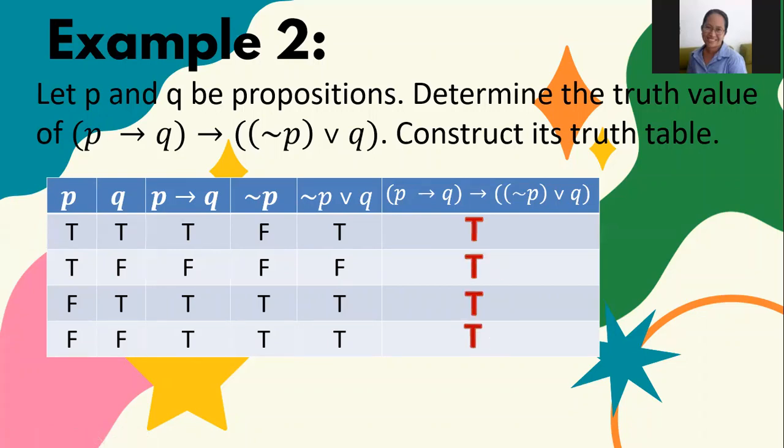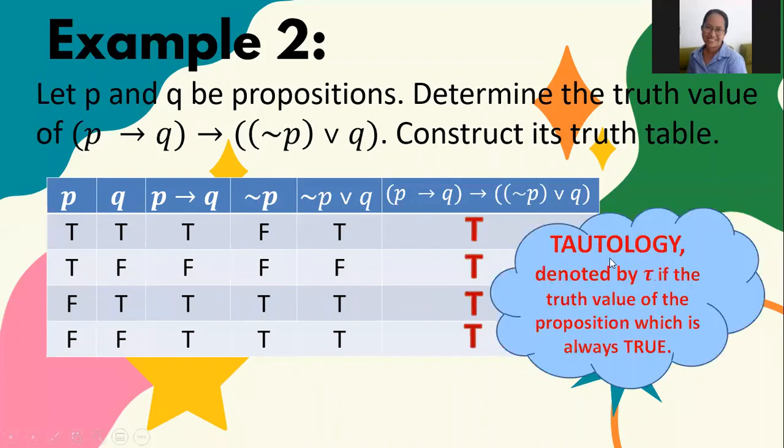And if all propositions are true, then they are called a tautology, which is denoted by the symbol, the Greek letter tau. Denoted by tau if the truth value of the proposition is always true. If it is always false, then we have the contradiction or fallacy. If it is always true, then we have a tautology. Okay po. Question with the second example?